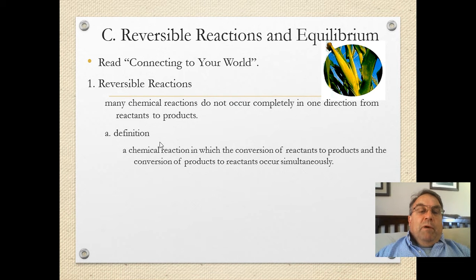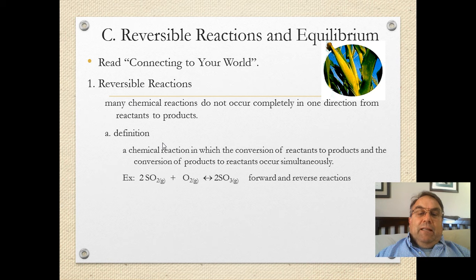Well, it would be a chemical reaction where the conversion of reactants to products and the conversion of products to reactants can occur simultaneously. But when this happens, generally speaking, there's a favored direction. So either the reactants will be favored or the products will be favored.